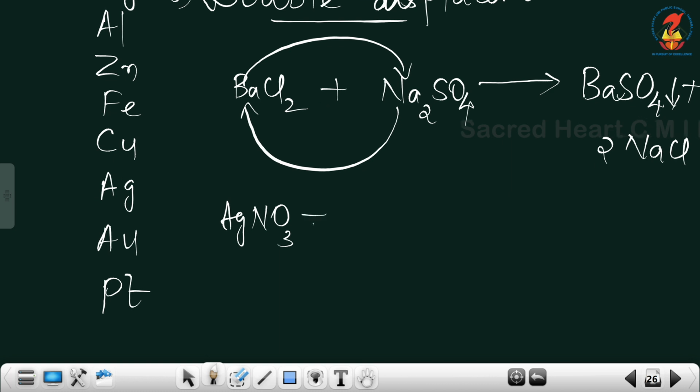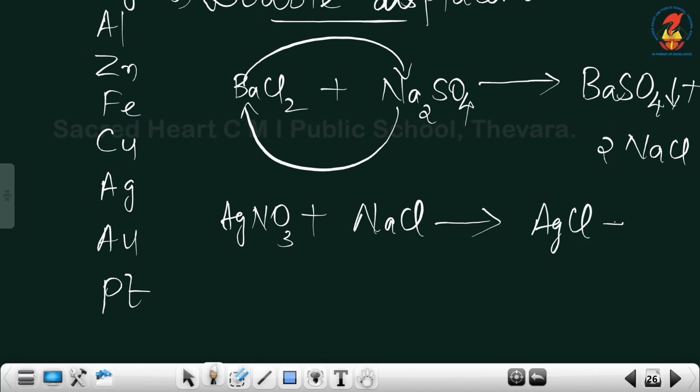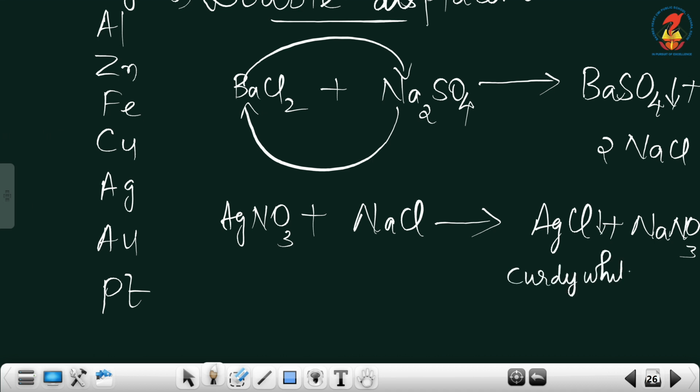AgNO3, silver nitrate, on reaction with sodium chloride. If you treat sodium chloride with silver nitrate, AgCl, silver chloride, plus sodium nitrate, NaNO3, will be produced. AgCl is a curdy white precipitate. In this case, mutual displacement has taken place.